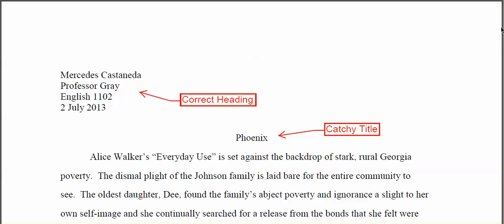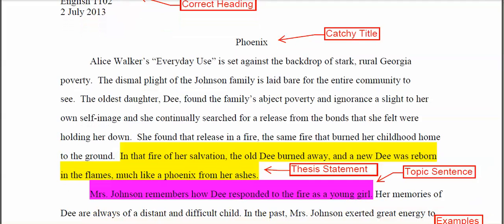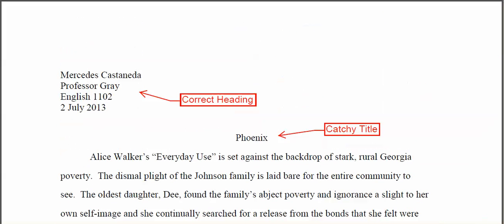In this video, I have provided a student essay about a character in "Everyday Use." You're all very familiar with Dee. One of my students, Mercedes Castaneda, wrote an essay entitled "Phoenix," and I would like to share it with you. I will point out all of the elements of a character analysis essay, so use this essay as a guide as you write your own.